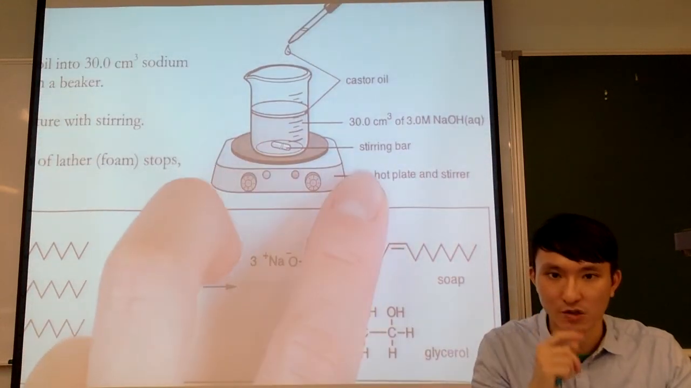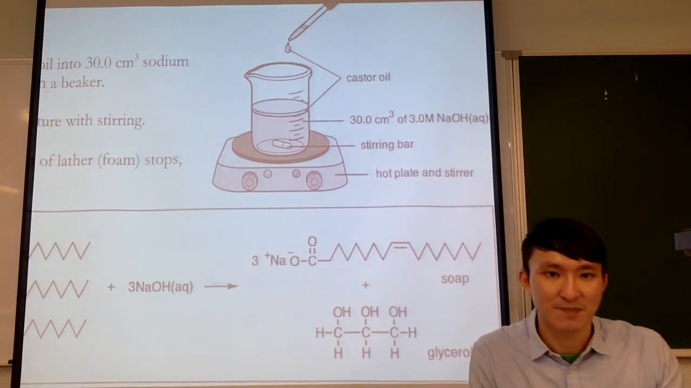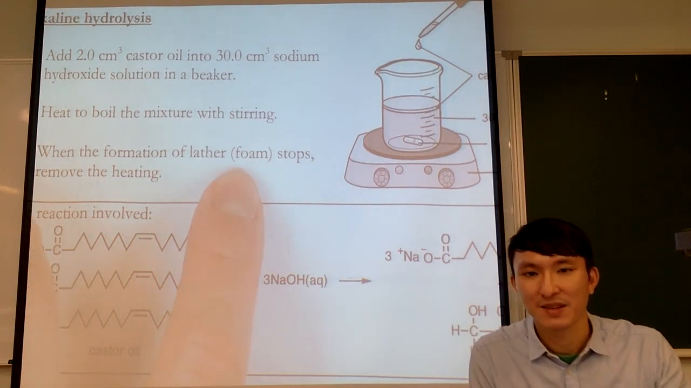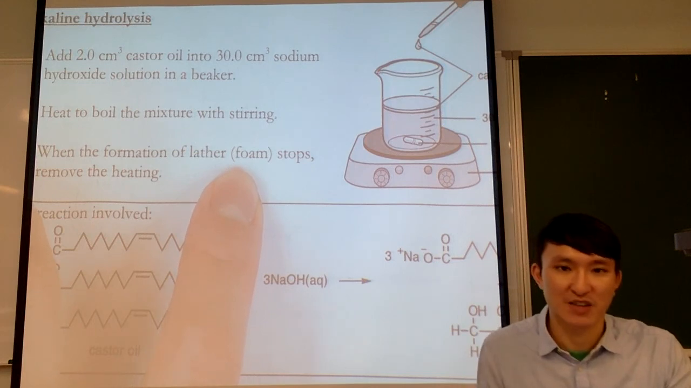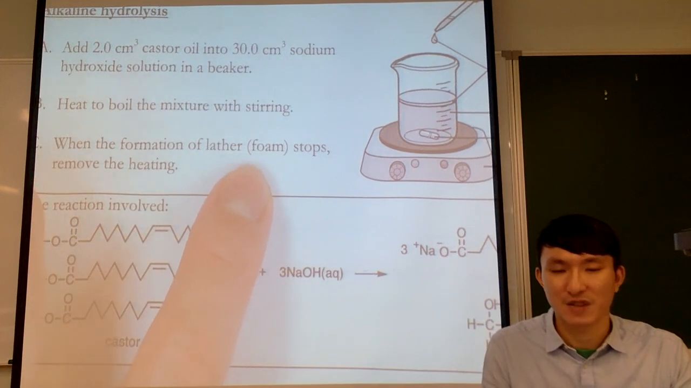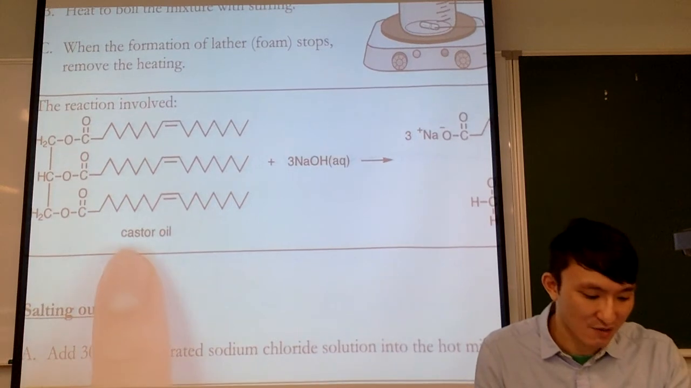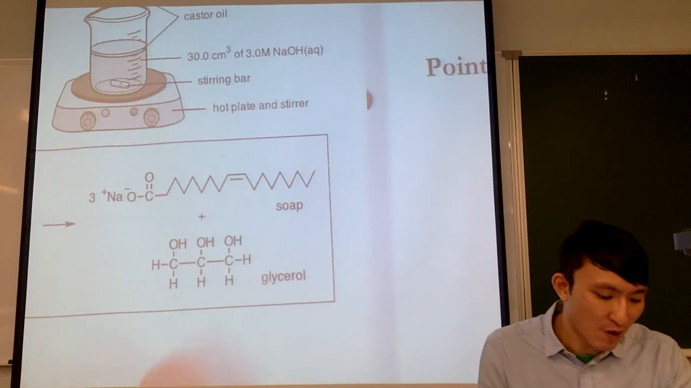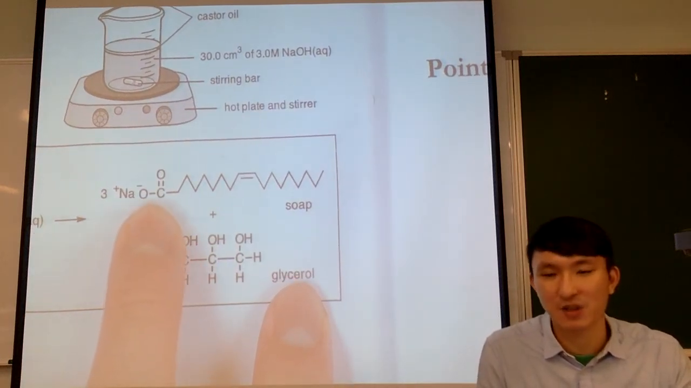So we have a magnetic stir bar here. As the reaction proceeds, you start to have this lather or foam, because when you mix the soap together, it forms the foam. But when the formation of foam stops, then the reaction is done, then you can remove the heating. So this is the reaction involved.